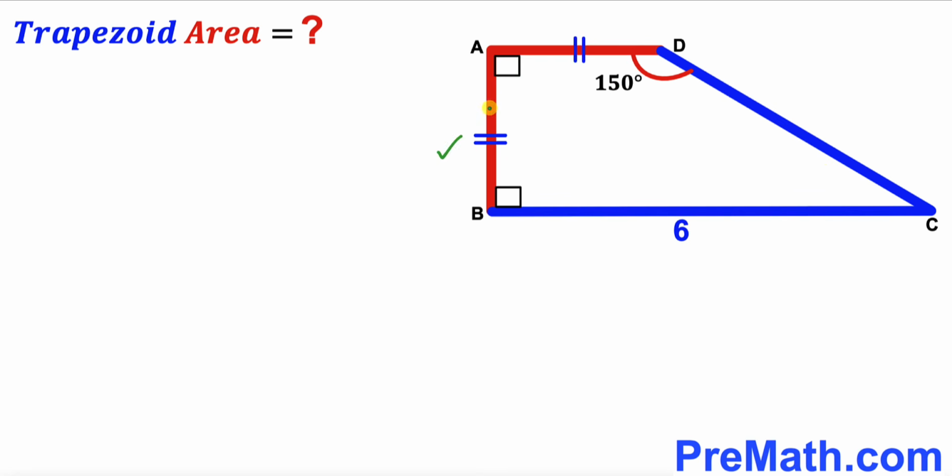In this video, we have this trapezoid ABCD, as you can see in this given diagram, such that its base BC is 6 units, and moreover, this angle ADC is 150 degrees, and furthermore, this side AB length equals this side AD length. Now our task is to calculate the area of this trapezoid ABCD.